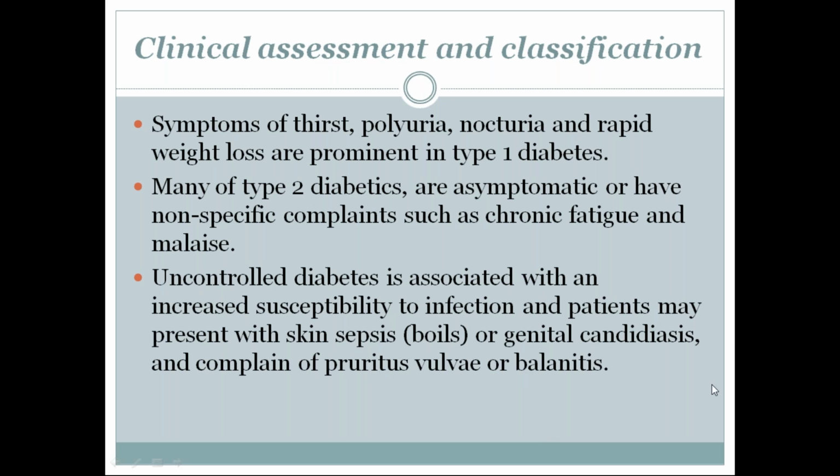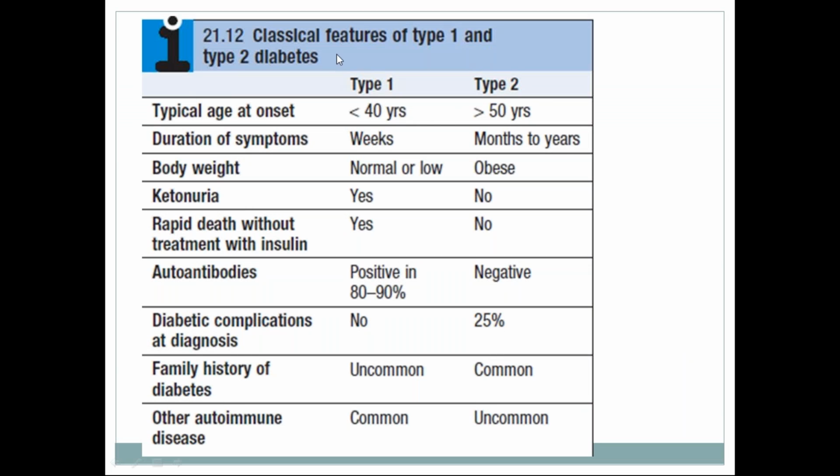So these patients present with complications due to their susceptibility to infections. So they present with infections. So what are the differentiating features between type 1 and type 2 diabetes mellitus? What is the typical age of onset of type 1 diabetes? It is usually less than 40 years of age, whereas type 2 diabetes is more than 50 years of age.